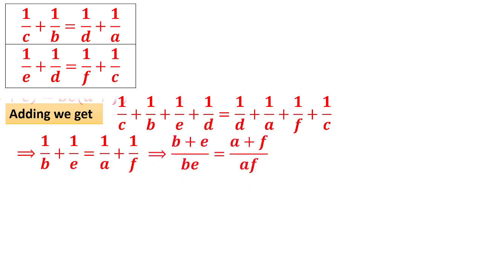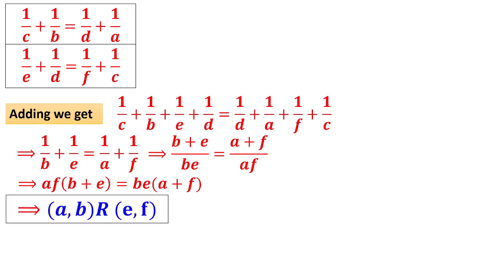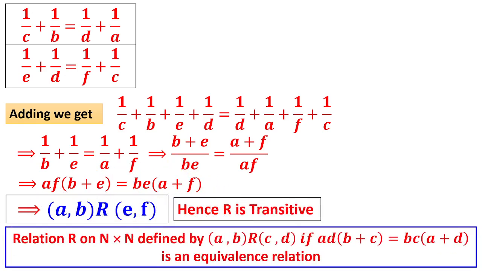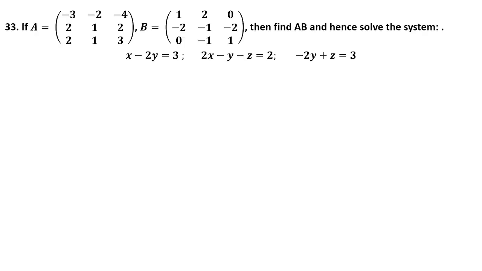Take LCMs and do the multiplication. You will get af(b + e) = be(a + f). And check what is there in the relation given. You can check that (a, b) is related to (e, f). Therefore, it is transitive. Therefore, the relation is an equivalence relation because it is reflexive, symmetric and transitive. Go to question number 33.